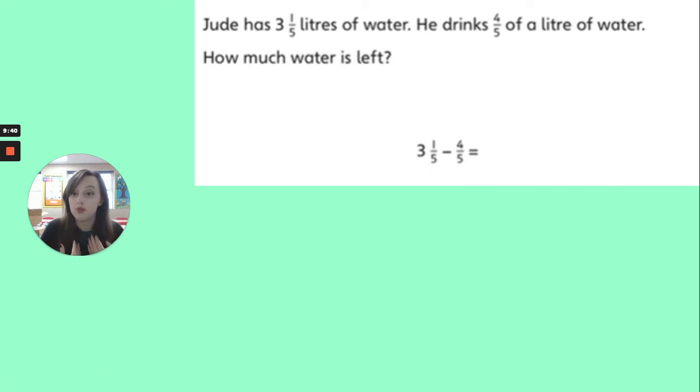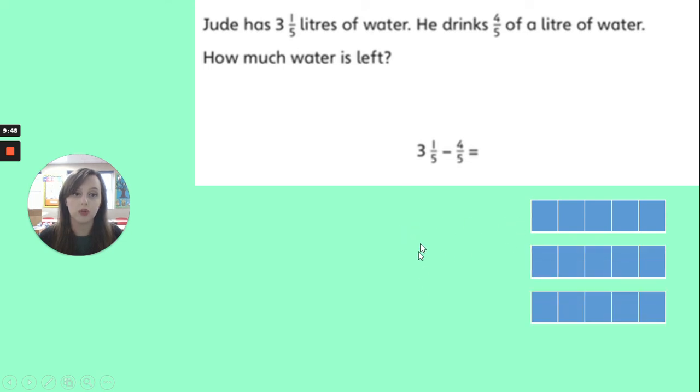I'm going to draw some bar models to help me. I can see I've got 3 wholes and 1/5, so I'm going to pop those out. There's 1 whole, 2 wholes, 3 wholes, and my extra 5th at the bottom. I want to take away 4/5, so I'm going to cross them off. 1, 2, 3, 4. And now I just need to count up what's left. I have 2 wholes and I've got 2/5 here. So my answer is going to be 2 wholes and 2/5.